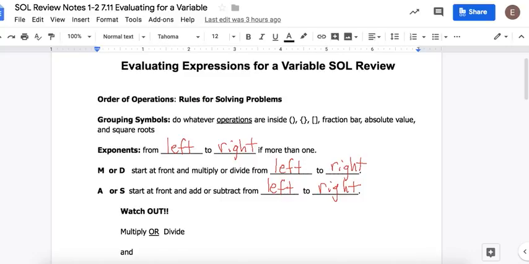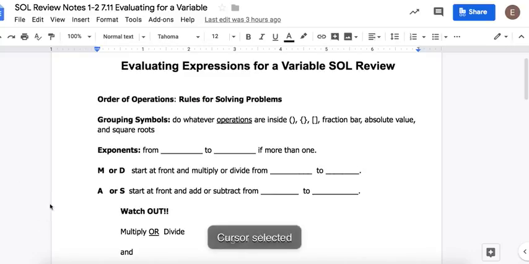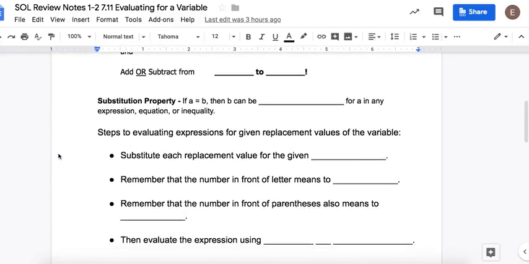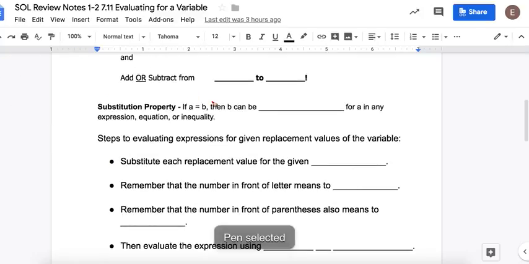Now, be careful, watch out. You want to remember to multiply or divide and add or subtract from, you guessed it, left to right. So there's a heavy emphasis on multiply or divide from left to right and add or subtract from left to right.